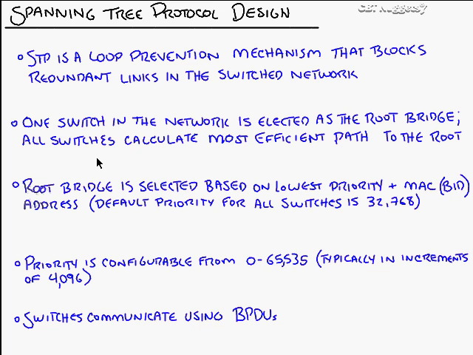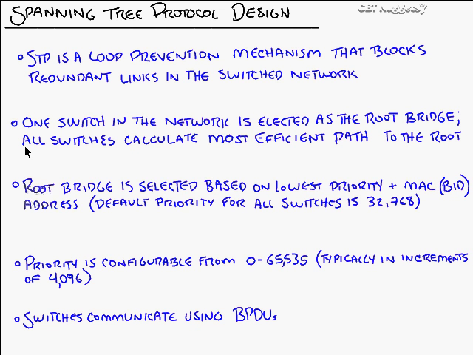And I can't emphasize just how important it is that it be the center point of the network, because the root bridge is going to be selected on the lowest priority plus the MAC address, also called the bridge ID or the BID. That in turn, let me go back to my second bullet, calculates from all switches. All the switches in your network will find the most efficient path to the root.